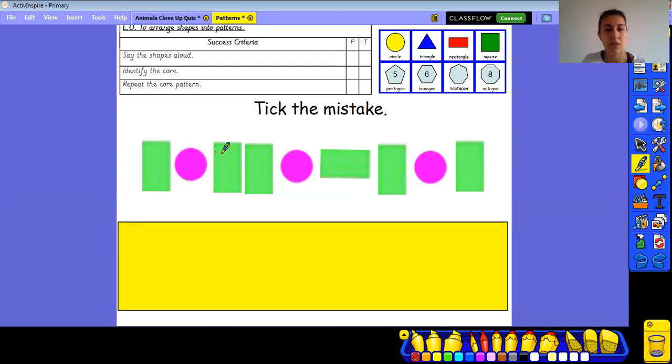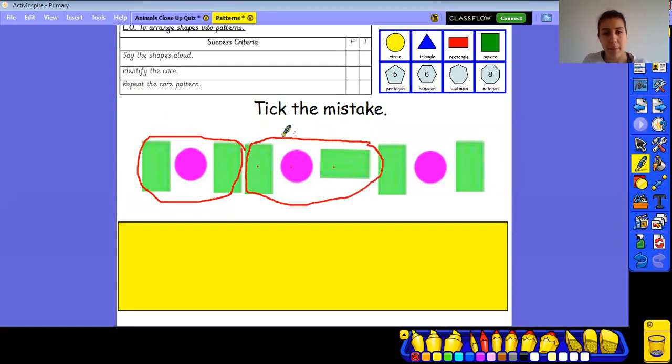So rectangle, circle, rectangle. Let's extend our core to include this. Rectangle, circle, rectangle. Rectangle, circle, rectangle. Is that right? Well, the shapes are right, but what do you notice about this set of three compared with our core? Hopefully you've noticed that our second rectangle has changed its orientation from being vertical to horizontal, where the long lines are going horizontally. It kind of looks like it's tipped over a little bit.